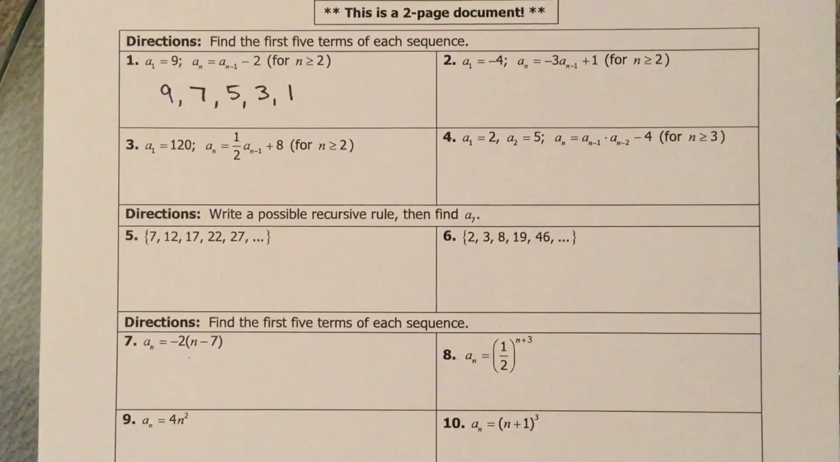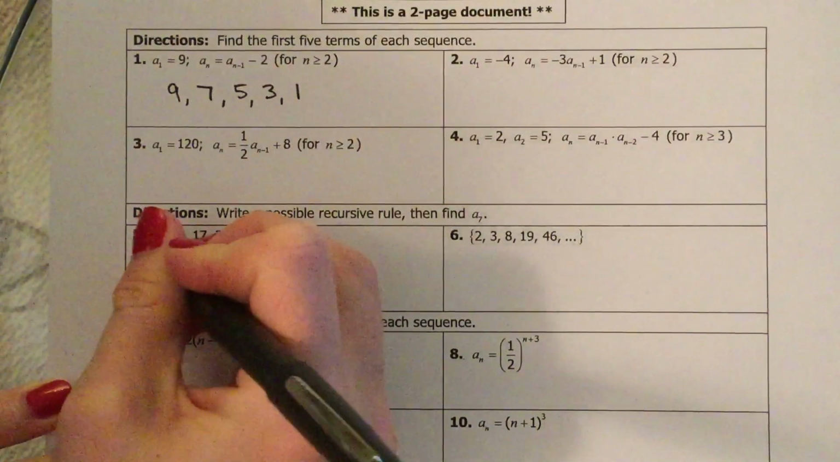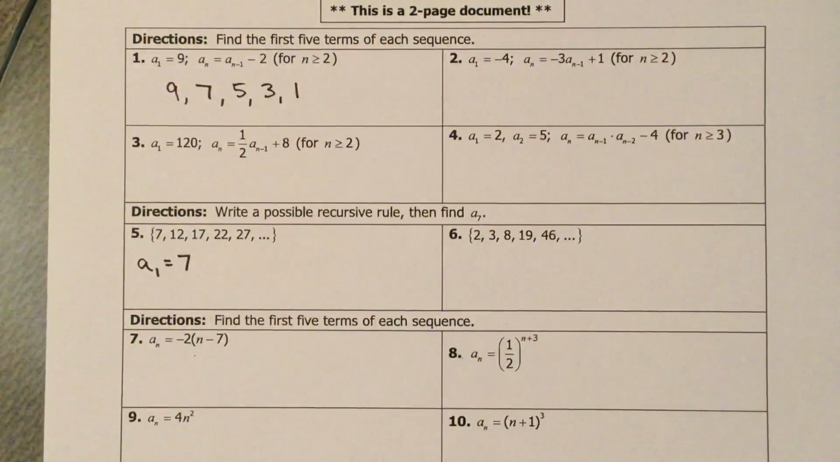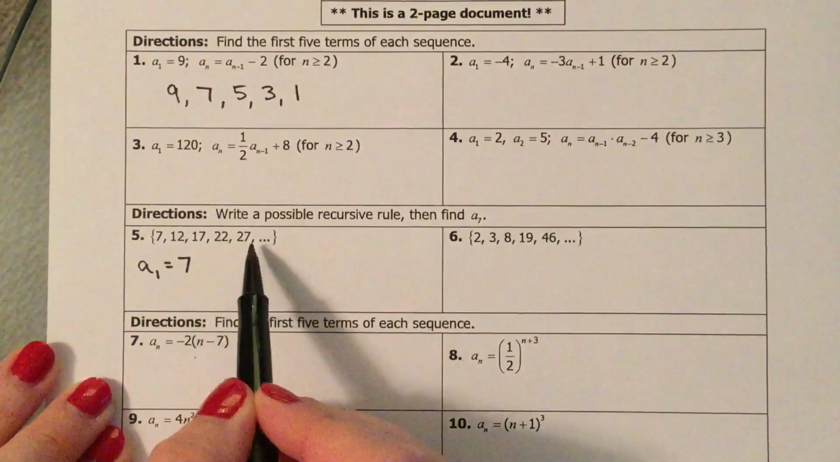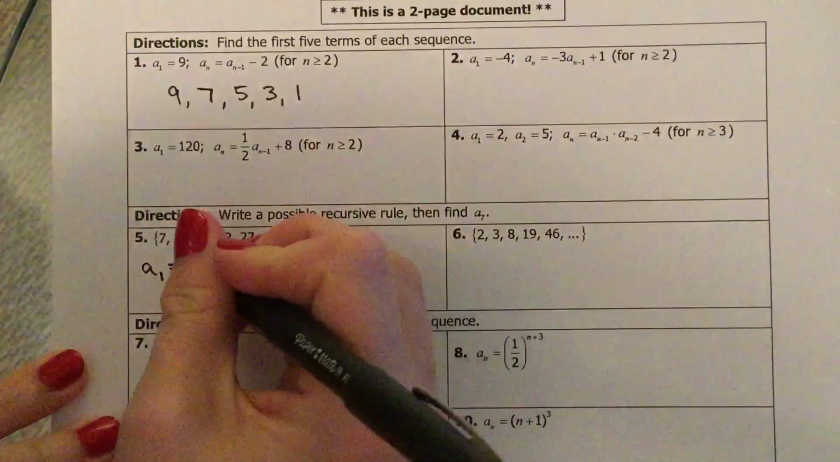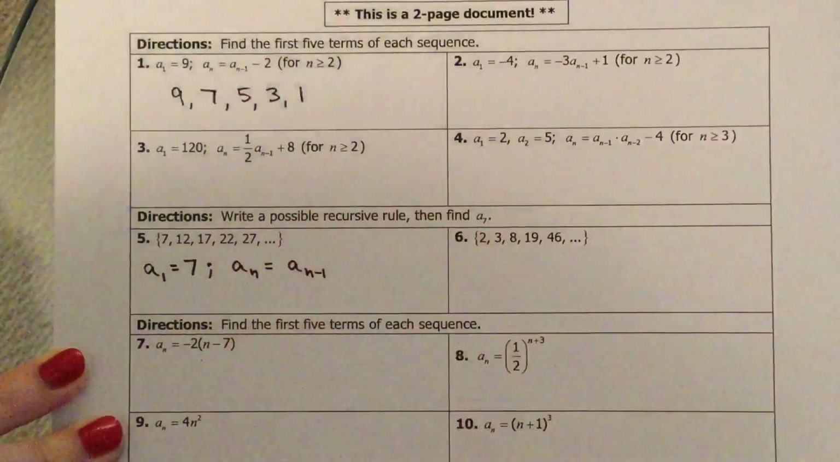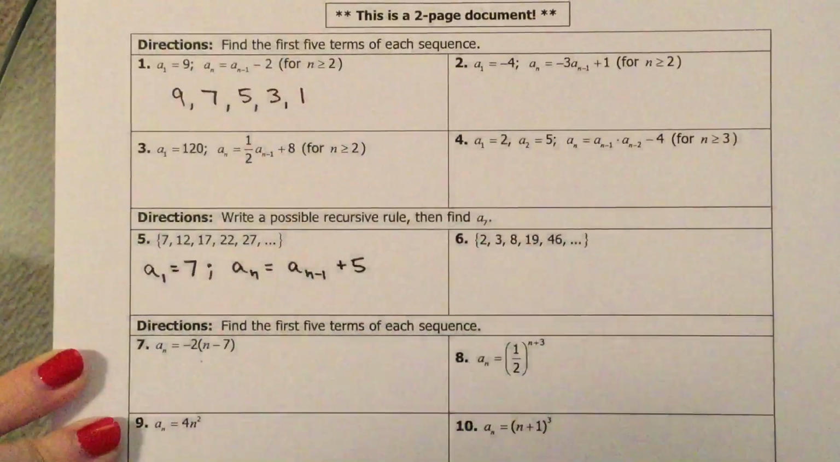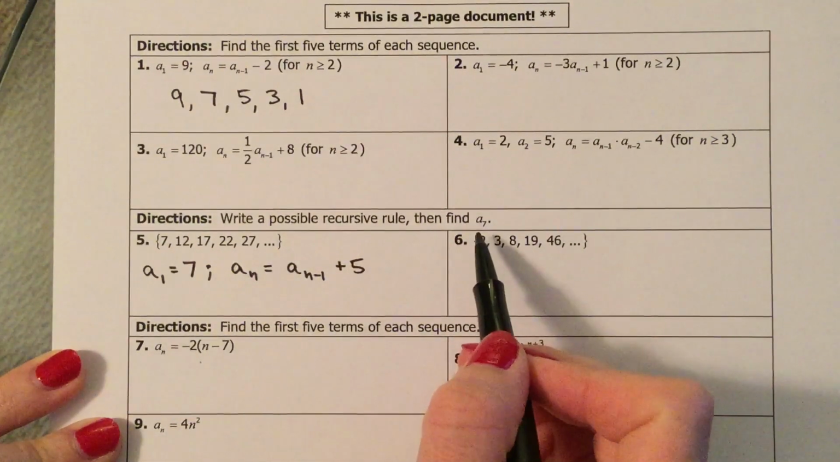Let's go to number 5. So a possible recursive rule. This isn't necessarily the recursive rule, but as long as it works, you'd be good on something like this. So the first term is 7. So you always start by writing that out, just like we have in these 4 problems. So you write the first term is 7, and then a recursive rule just based on the one before. So you can see the pattern is it goes up 5 every time. So the easiest way to write this is to say that each term is the term before plus 5, like that.